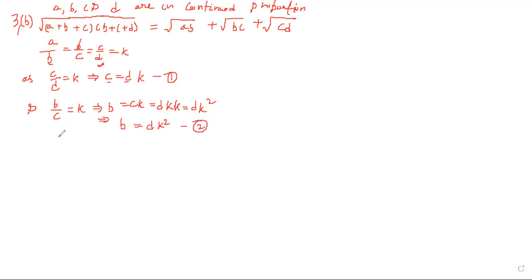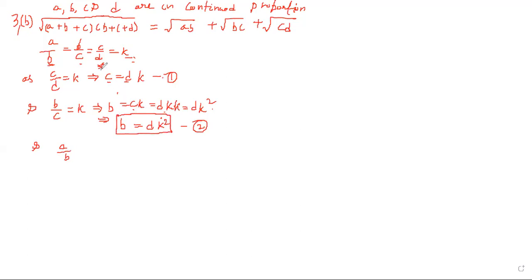And third, we write the first ratio, A by B. This A by B is also equal to K. All three of them are equal to K. First, C by D equals to K, so C equals to DK. B by C equals to K, so B equals to CK. And when we use the value of C equals to DK from equation 1, it is DK into K, that is DK square. So finally, B equals to DK square.